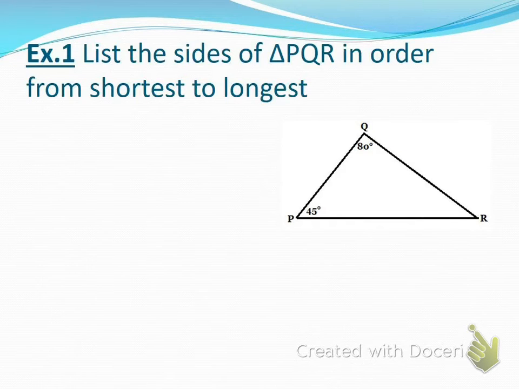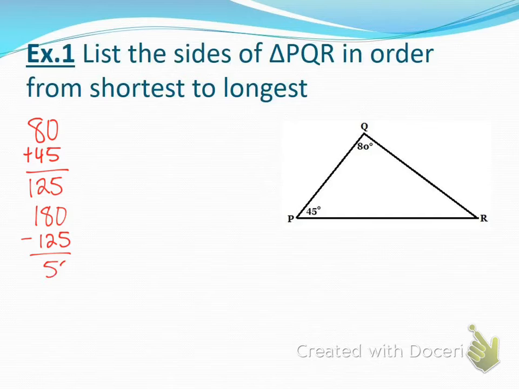Add them together and do what with 180? Good, add them together, subtract from 180. So if we take 80 plus 45, what do we get? 125, and then we take 180 minus the 125, we get 55. So that means angle R is 55 degrees.